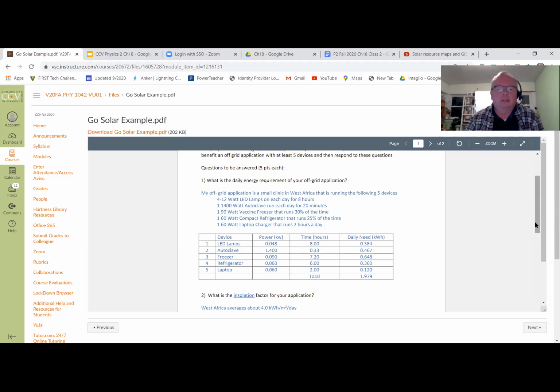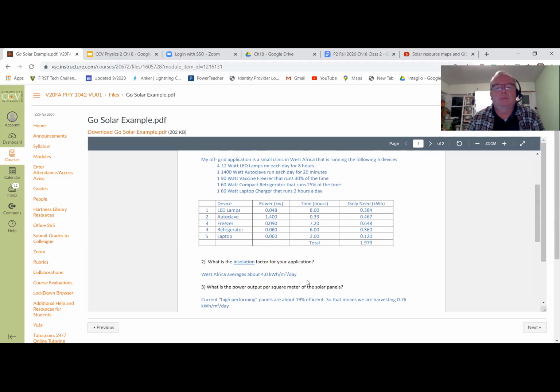Now, this part of Africa receives about 4 kilowatt hours per square meter per day. That's the insolation factor. And so if I'm going to figure out the power output, current high-performing panels are about 19% efficient, and so that means we're harvesting about 0.76 kilowatt hours per square meter per day. I just took 0.19 and multiplied by this to get how much is available to get harvested. And so you can see that this is going to tell us how many panels we need, because this is per square meter.